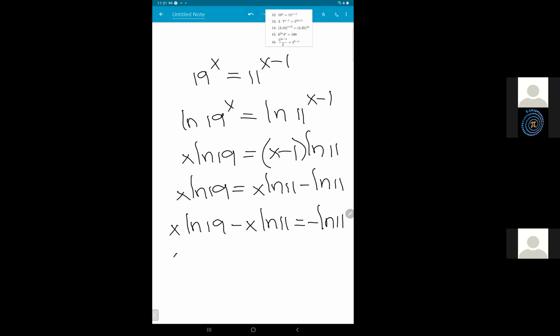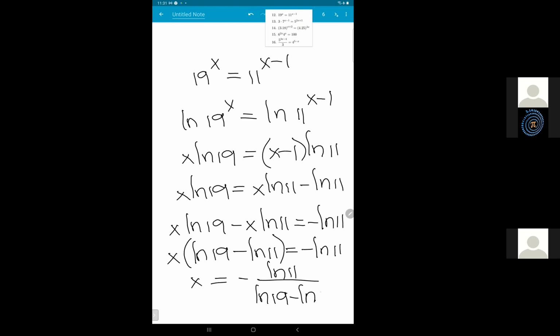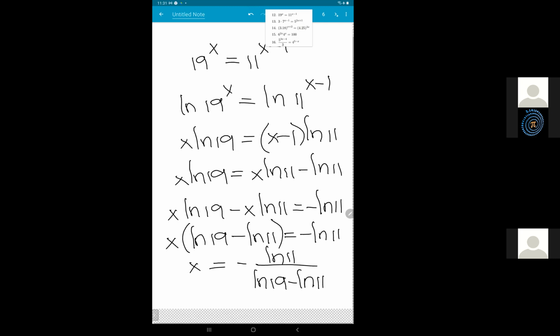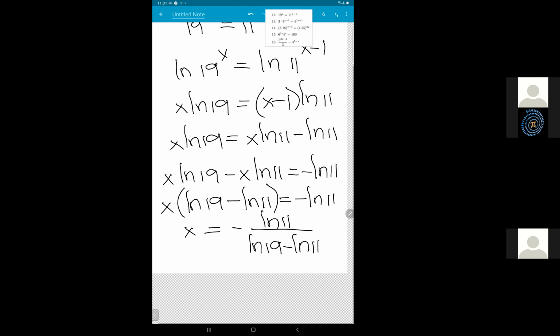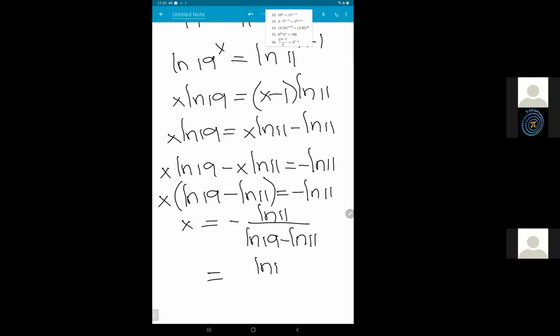And then factor out the x. And then divide by this. Bring that down. Which you can also write as, if you want to avoid that negative, you put it below, you distribute it. So that becomes ln 11 over ln 11 minus ln 1. But this is acceptable.